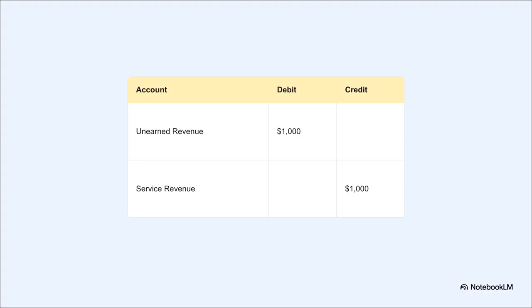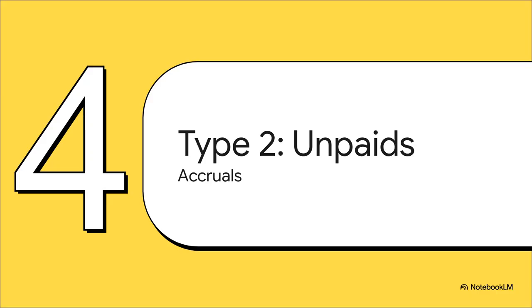So what's the adjustment? We debit or decrease that unearned revenue liability by $1,000 because she doesn't owe that part of the work anymore. Then we credit or increase her actual service revenue by $1,000. Now her books accurately show she earned that money this month. All right, now let's flip the script and look at the second category, accruals.